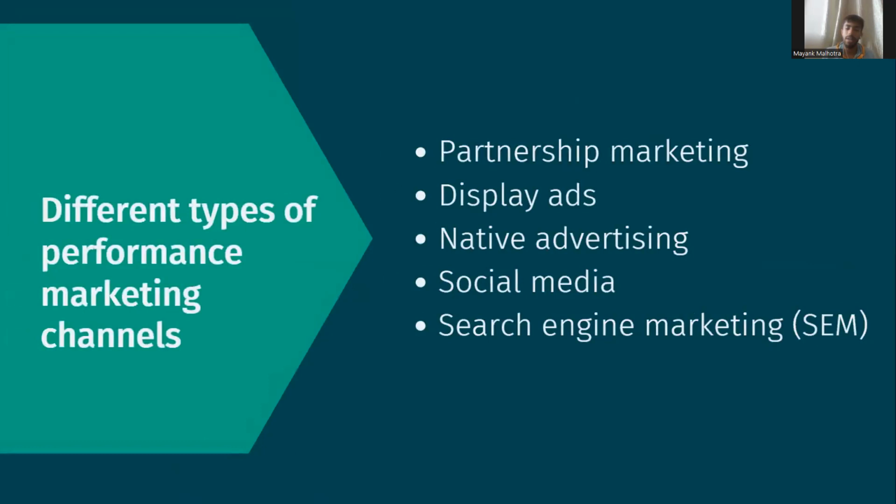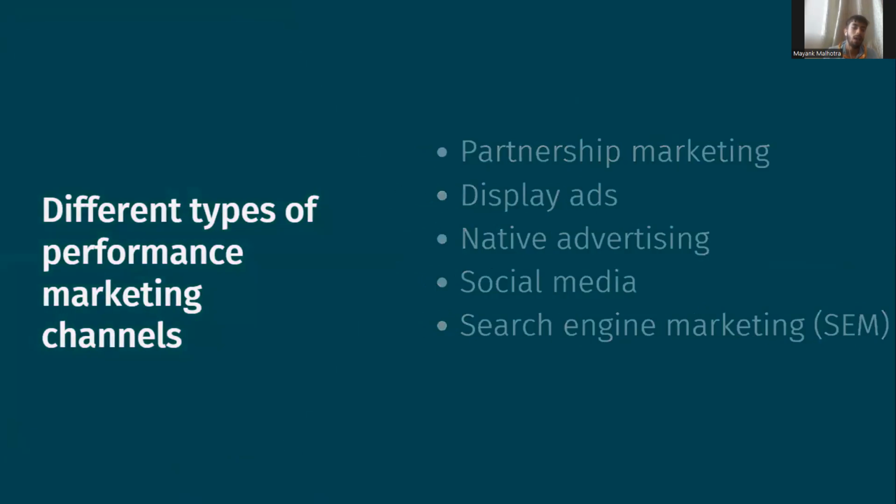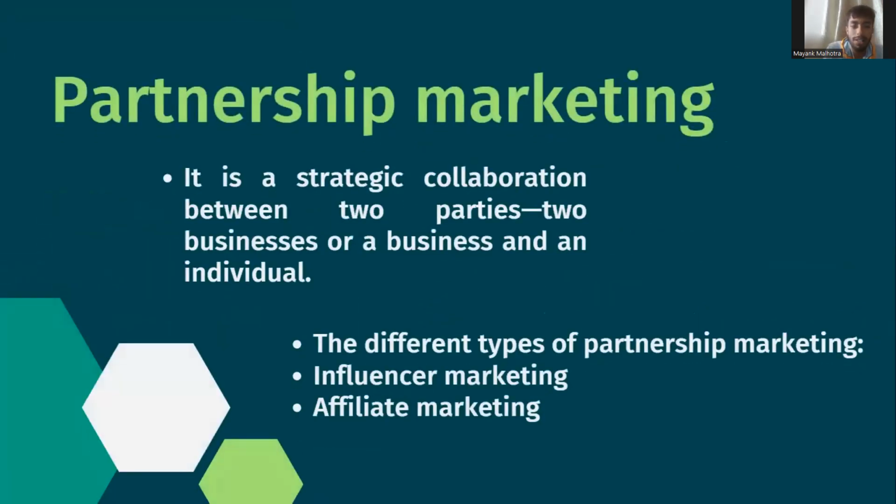Then there are different types of performance marketing channels such as partnership marketing, display ads, native advertising, social media, and search engine marketing. Now, what is performance partnership marketing? It is a strategic collaboration between two parties, either two businesses or a business and an individual. There are two types of partnership marketing: one is influencer marketing and the other is affiliate marketing.